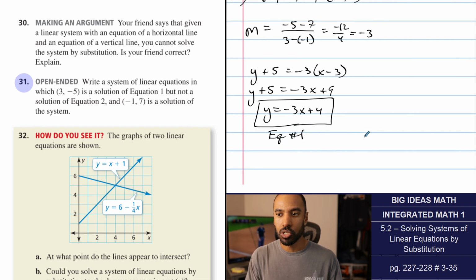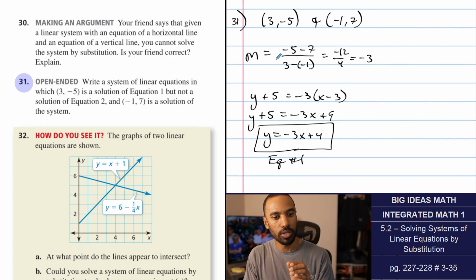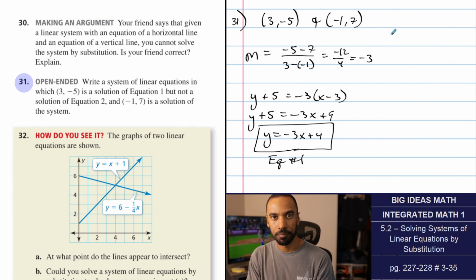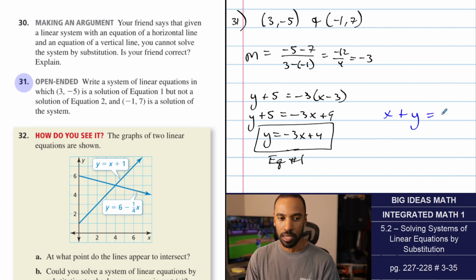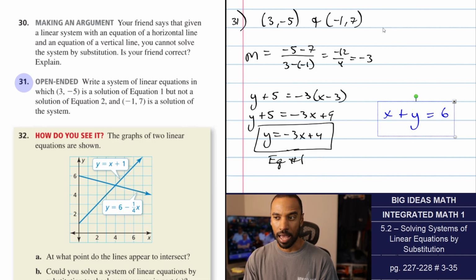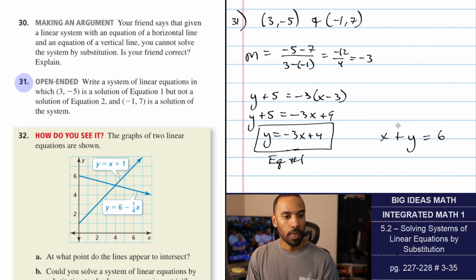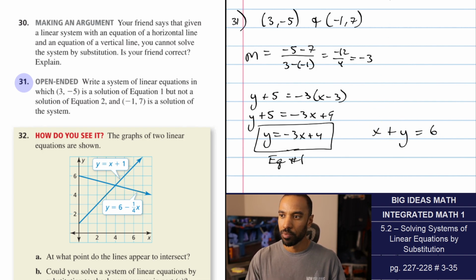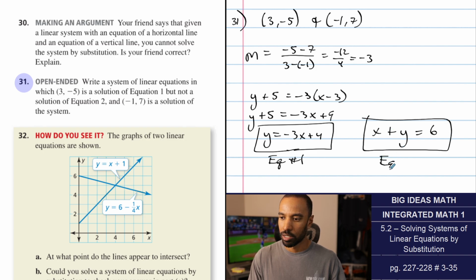Now, my equation number 2 can only have (-1, 7) be a solution of it. And it has to be unique to this one. So I could do literally -1 plus 7 equals 6. Right? Like x plus y equals 6. -1 plus 7 equals 6. So I could do something like that right there. As for 3 plus -5, 3 minus 5 is not 6. So this can be equation number 2. So my system can look like these two here.